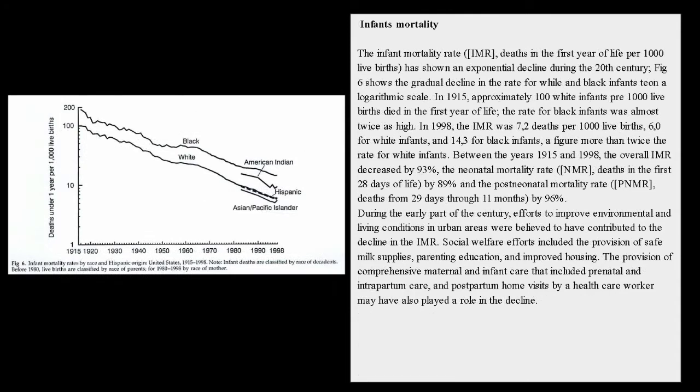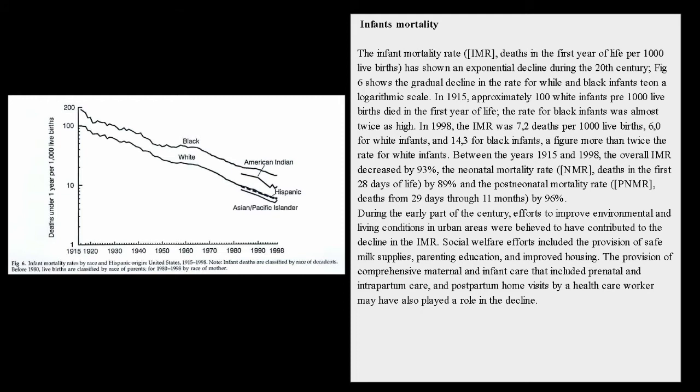Infant mortality. The infant mortality rate, IMR, deaths in the first year of life per 1,000 live births, has shown an exponential decline during the 20th century. Figure 6 shows the gradual decline in the rate for white and black infants on a logarithmic scale. In 1915, approximately 100 white infants per 1,000 live births died in the first year of life. The rate for black infants was almost twice as high. In 1998, the IMR was 7.2 deaths per 1,000 live births, 6.0 for white infants, and 14.3 for black infants, a figure more than twice the rate for white infants.